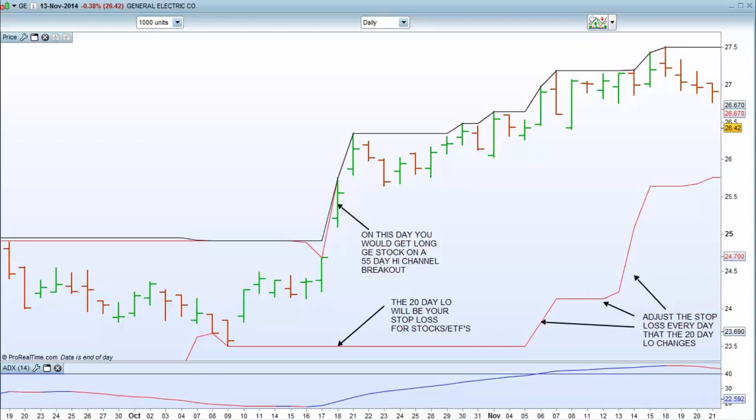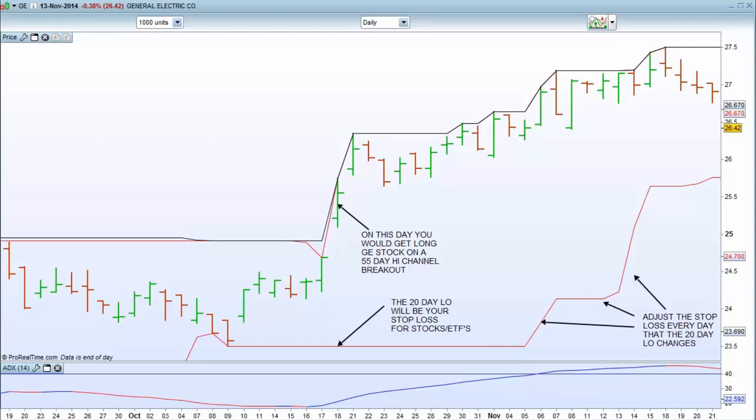We're going to talk about the stop loss that you will use for trading stocks or ETFs. We're going to use the 20-day channel as the stop loss. This was part of the original Donchian rules, and it is the preferred stop loss method to use for stocks and ETFs. I don't recommend using last bar for stocks and ETFs.